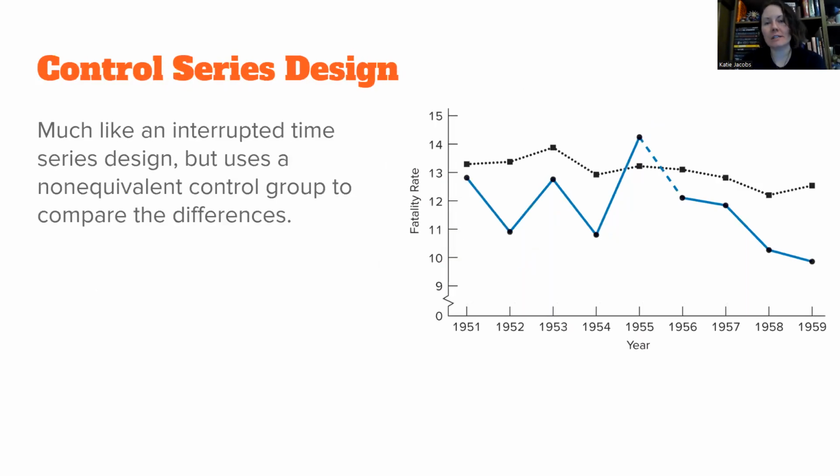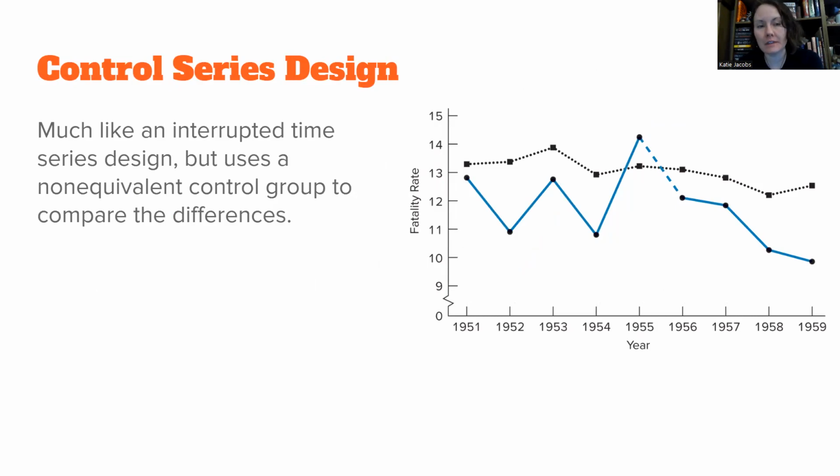There's also a control series design, which is much like that interrupted time series design, but it uses a non-equivalent control group to compare the differences. So for example, if we want to examine this Missouri law, you can't have your cell phone not just in your hand, you can't have it on your lap anymore, if y'all didn't know, since August.